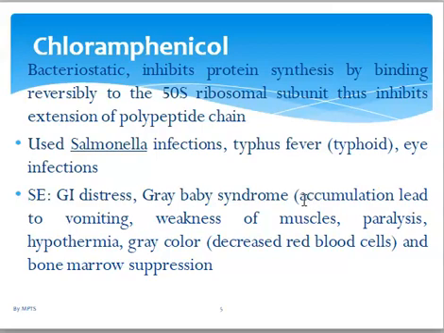We shall talk about it when we reach pharmacodynamics. You can also refer to those notes. Side effects we have: vomiting, weakness of muscle, paralysis, hypothermia, and then of course the gray color, which is due to decreased red blood cell synthesis. Also, it can cause bone marrow suppression. So I have 3 side effects: GI distress, grey baby syndrome, and bone marrow suppression. Thus, chloramphenicol should be used with caution in neonates and even in pregnant women. Since it is bacteriostatic, it shouldn't be combined with bactericidal antibiotics.